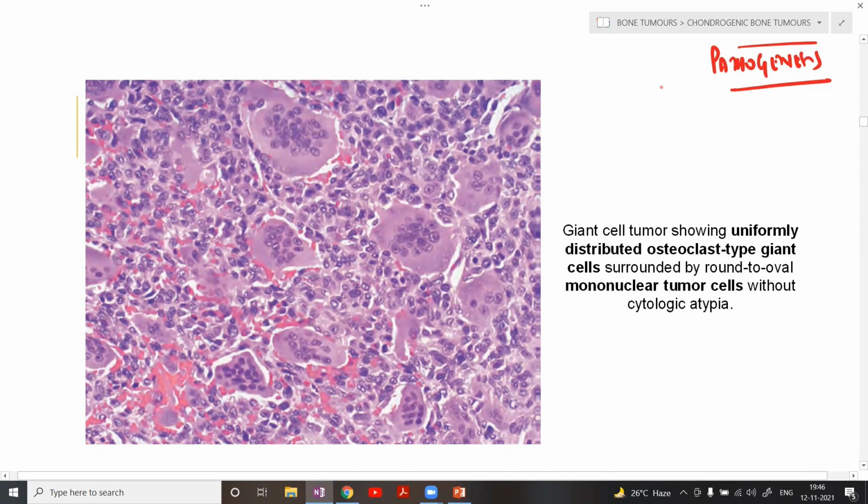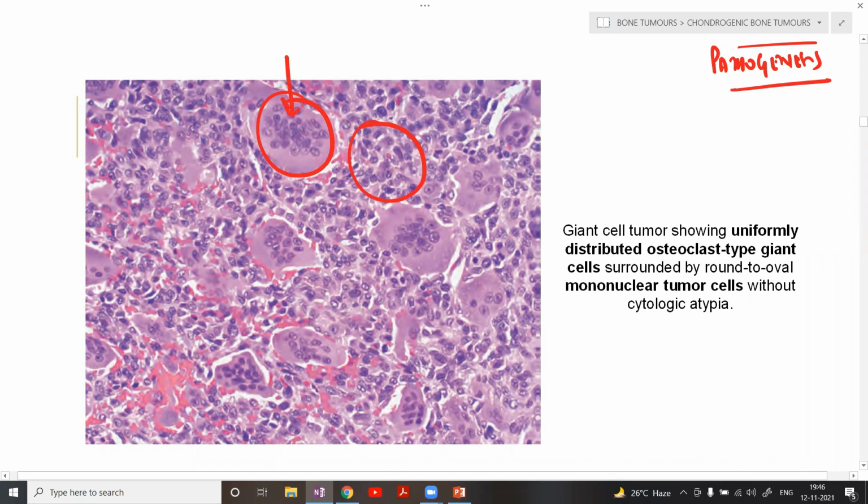Now, can any one of you tell me which are the tumor cells? Are these the tumor cells or these are the tumor cells? Which of them are the tumor cells? Are the giant cells the tumor cells or the stromal cells the tumor cells? First tell me. Okay, I will tell you.